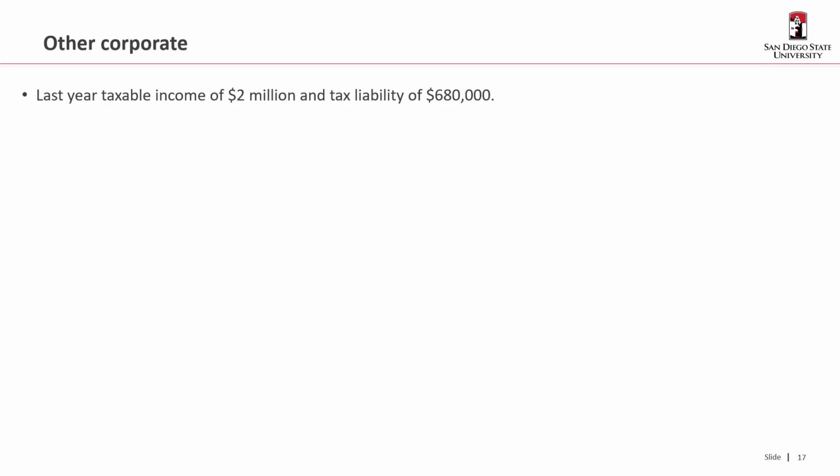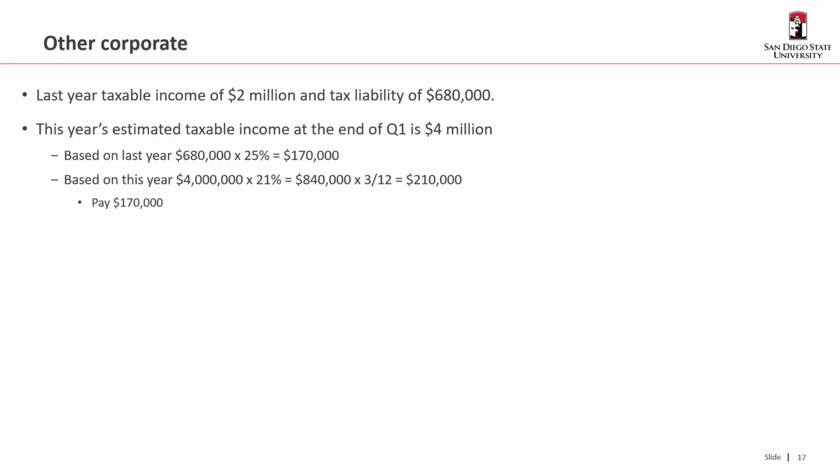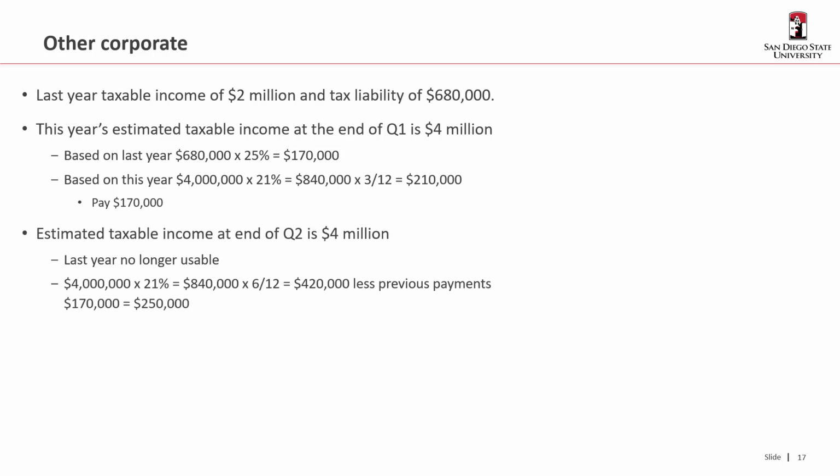So the next step is to determine what is my actual tax and what is my tax payment as a result. Okay, so we decided that my estimated income was $4 million in the first quarter. So based on last year, I would owe 1 quarter of $680,000, because remember that was my tax liability last year. Based on this year, I take that $4 million multiplied by the flat rate of 21%. That's $840,000. 1 quarter of that is $210,000. So obviously I want to pay the lower of those two amounts because I always want to conserve my cash. So I pay $170,000.